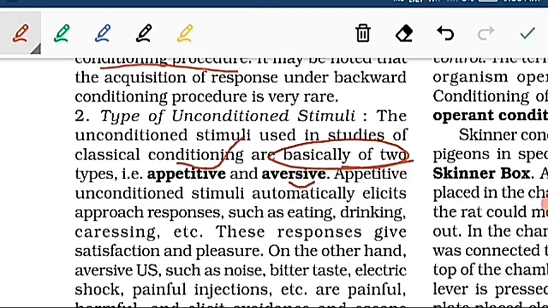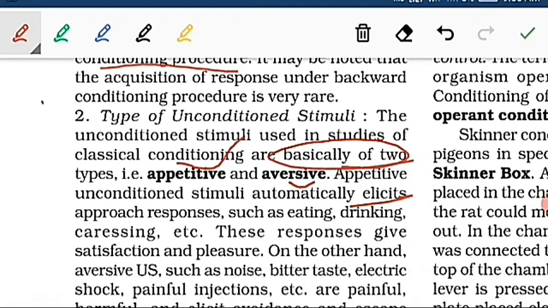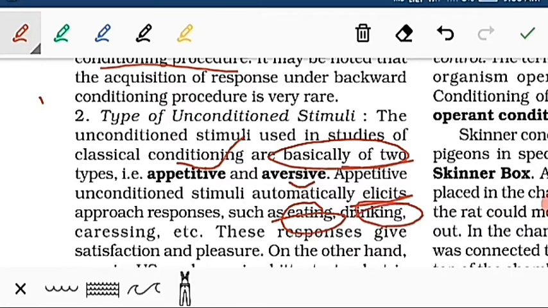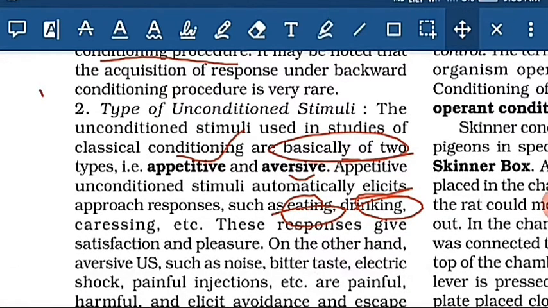Appetitive stimuli elicit, that is, produce, a specific type of response. Like when we see a sweet dish, we have a craving to eat. When we feel thirsty, we desire to drink water. All these things automatically elicit responses. These responses give us satisfaction and pleasure. We feel calmness and peace when we drink water.